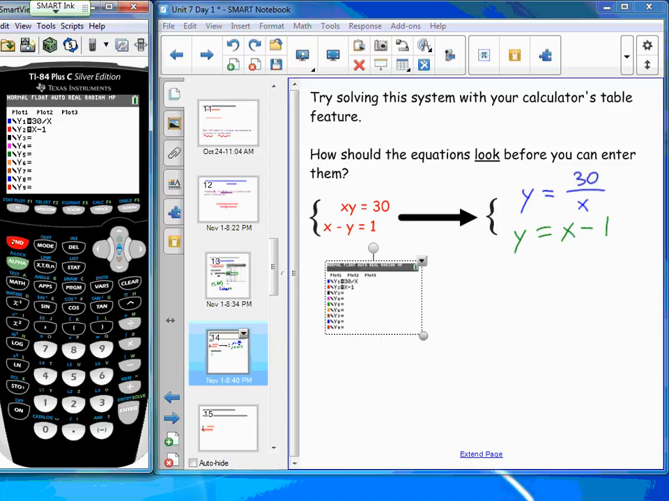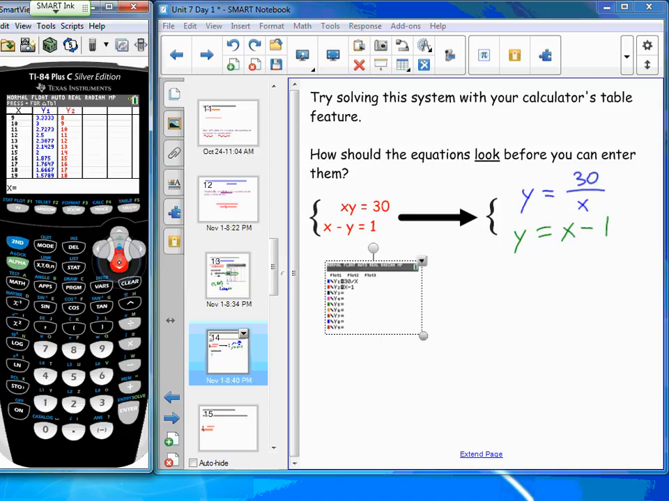So once again, back to second graph, going to the table feature, and I'm scanning. I've got my y's getting smaller in the blue y1 and bigger in the red y2, so I'm going to go back the other way. I'm not seeing any x value that produces the same output in each equation. But I'm on the right track here. Let's see.